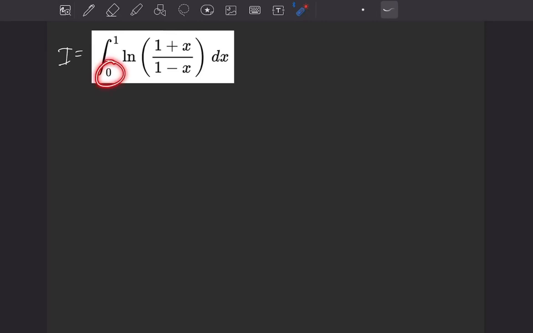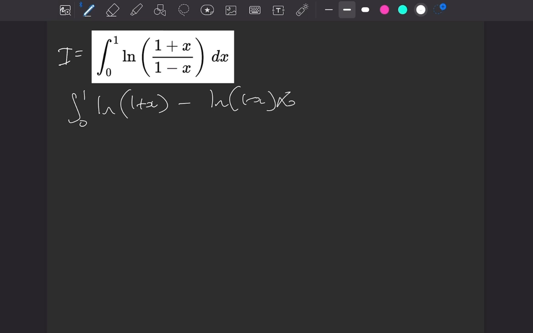We've got the integral from 0 to 1 of the natural log of (1 plus x) divided by (1 minus x). So we'll separate these out into two separate logarithms. We'll have the integral from 0 to 1 of the natural log of 1 plus x, take away the natural log of 1 minus x. And we'll actually think about these as two separate integrals. So we'll whack a dx in there, and then an integral sign with 0 to 1 in that little bit.